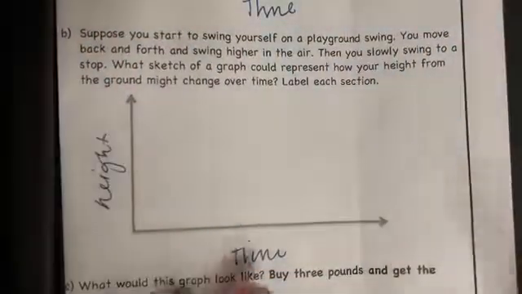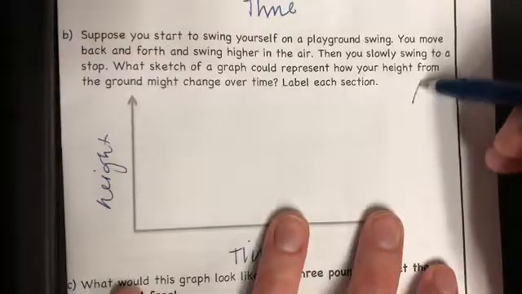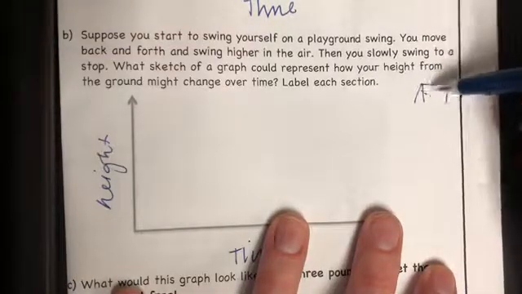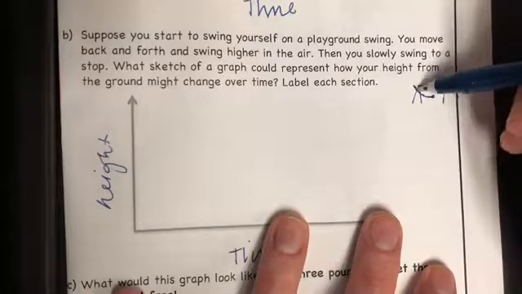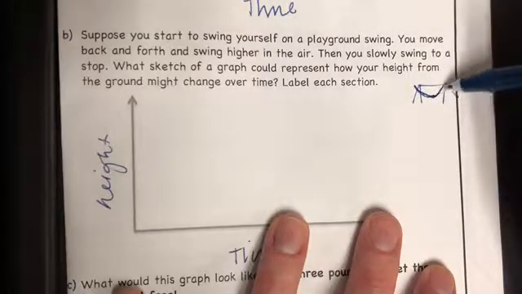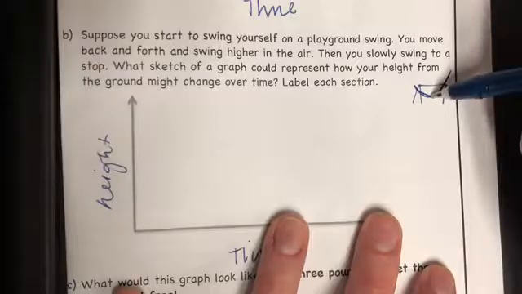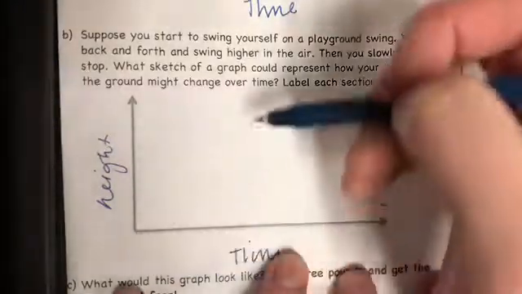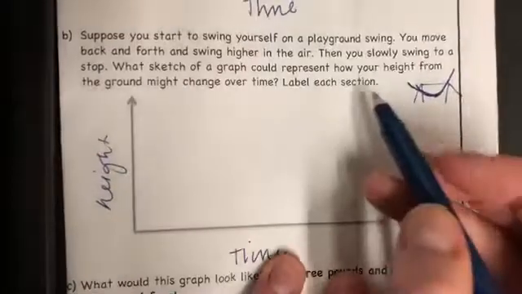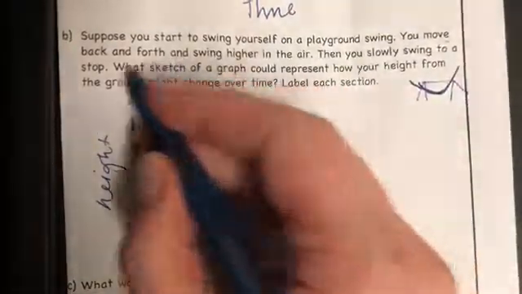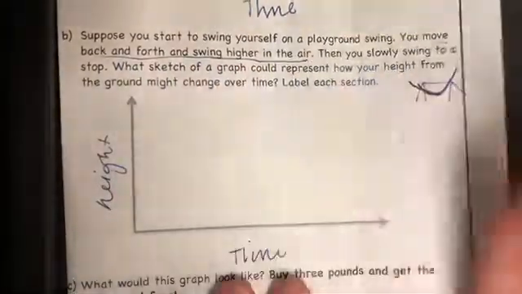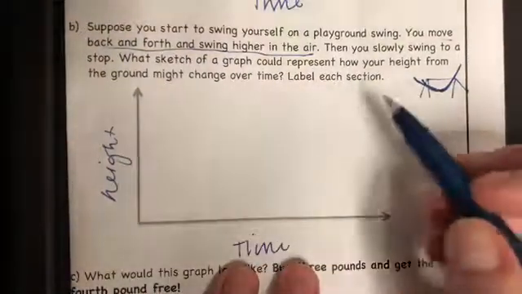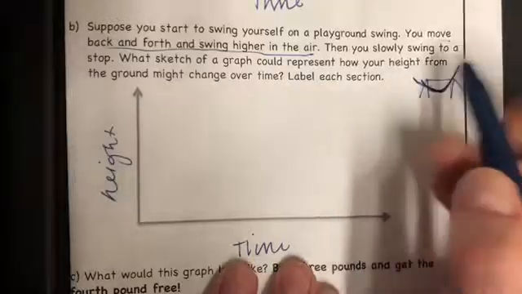Now I'm assuming, if I think about a swing set, I'm gonna draw a really crude swing set. And I'm a kid on the swing, I'm starting here and I'm gonna go up, and then come down, and then go up again, and come down, and then come up again, and come down. That's what we're gonna show in our graph. But it says you move back and forth and swing higher in the air. It doesn't tell us how many pumps we're gonna take, so we're just gonna guess, and then we're going to slowly swing to a stop.